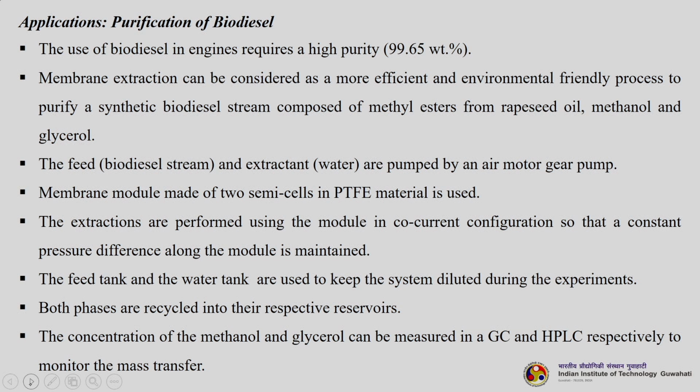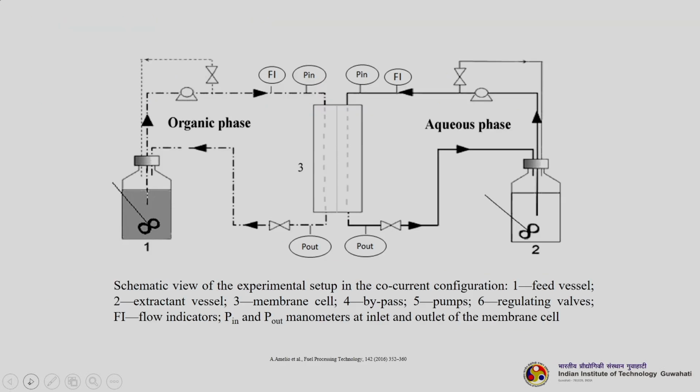The extractions are performed using a module in a co-current configuration, so that a constant pressure difference across the module is maintained. The feed tank and the water tank are used to keep the system diluted during the experiments. Both phases are recycled into their respective reservoirs. The concentrations of methanol and glycerol can be measured by GC and HPLC respectively to monitor the mass transfer. So, let us see the schematic diagram here.